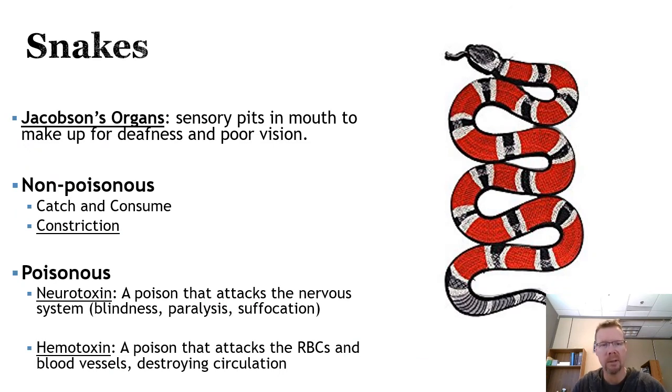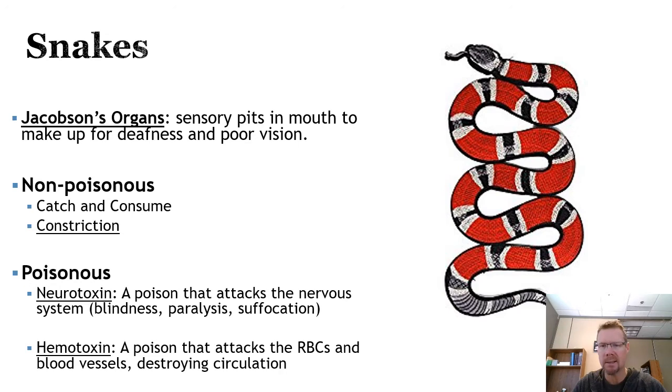Snakes have something called Jacobson's organs. Those are sensory pits in the mouth. It makes up for their deafness and poor vision. They are astutely sensitive to their environment because of those Jacobson's organs.